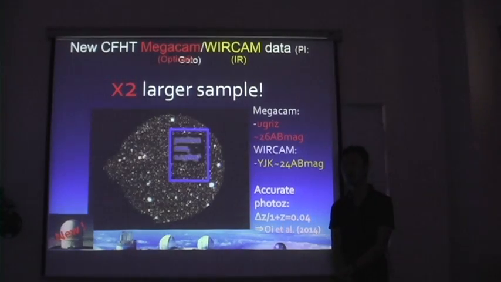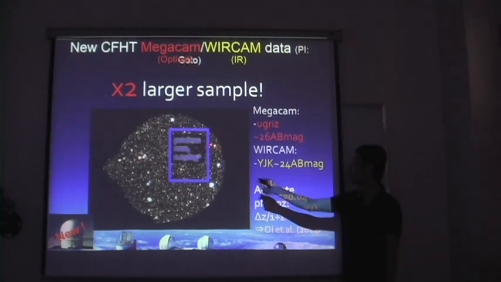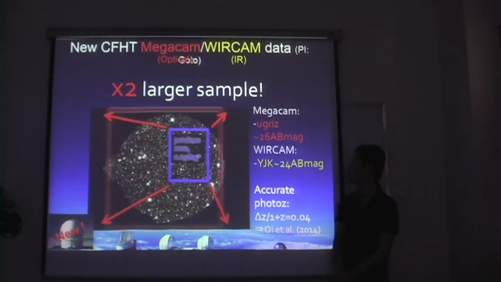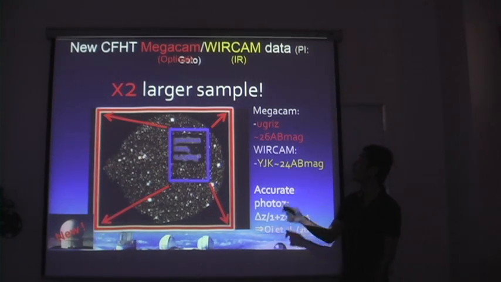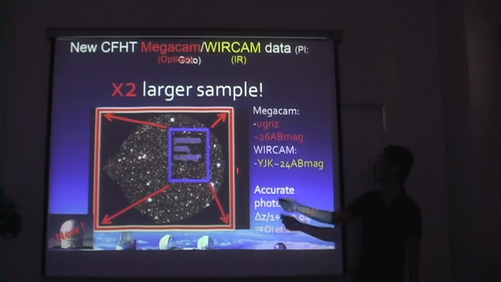And then this new data covers the entire AKARI NEP field. So our previous area was here, but this new data covers the entire field. Therefore, our sample is now a factor of 2 larger than previous work. And then we obtained accurate photometric redshifts based on this CFHT MegaCam and VOCom data.